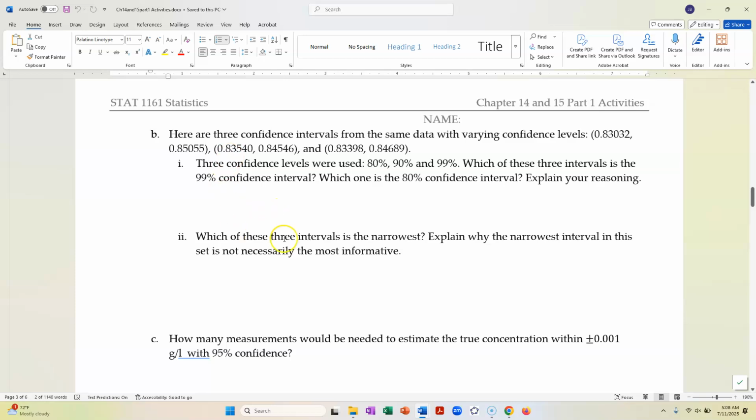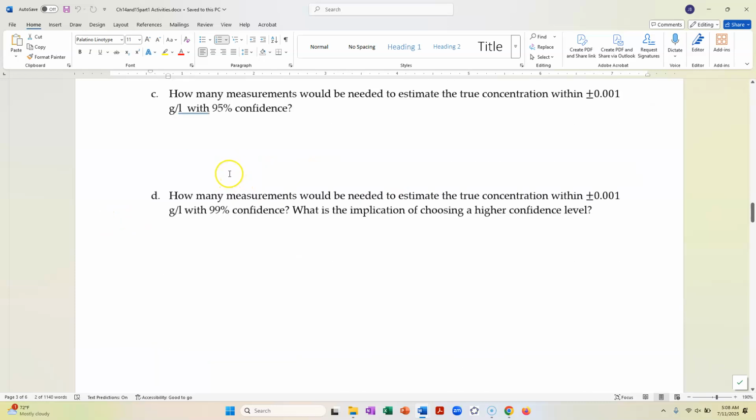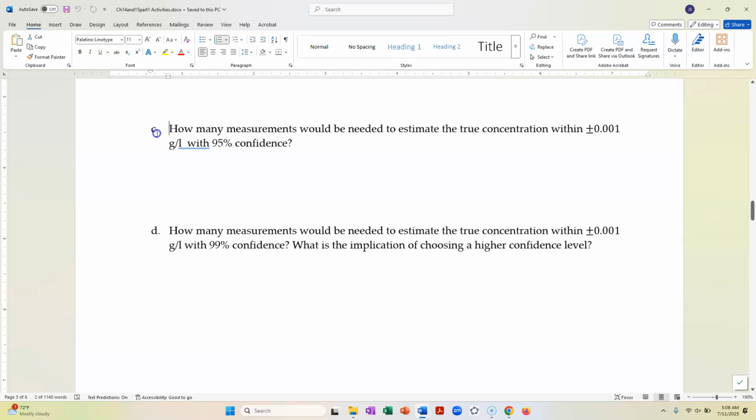And then later on, we have some bonus questions on the same context. So thinking about, okay, so we have some confidence levels. Which one is it? It corresponds to the confidence level. So then what does that mean? Sometimes students get hung up on parts C and D.